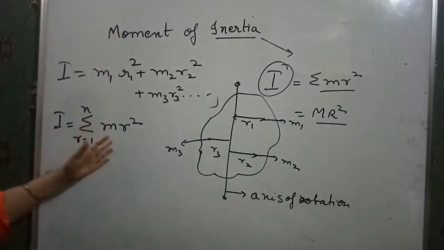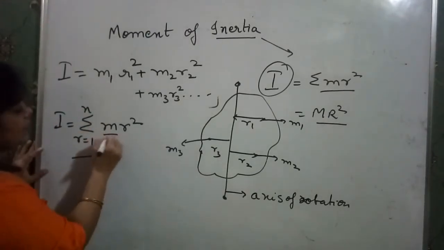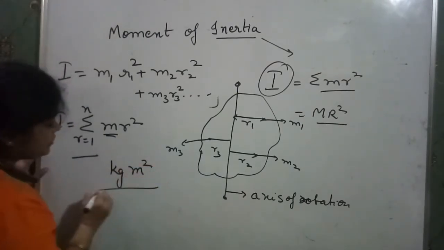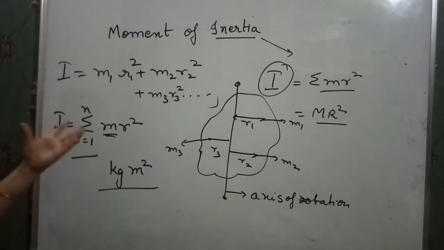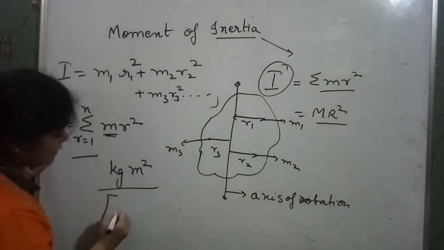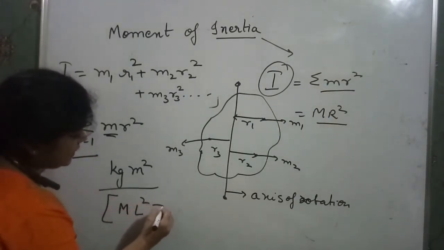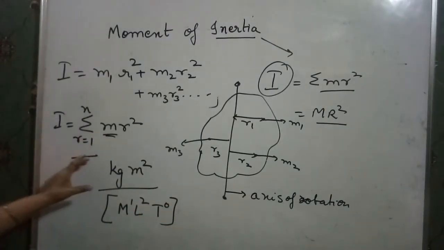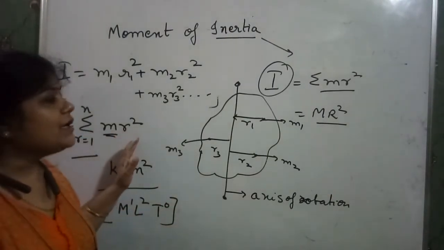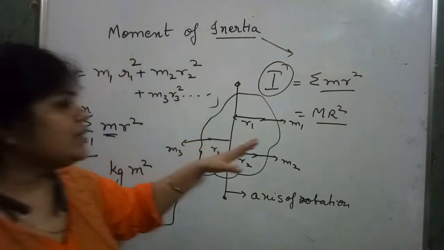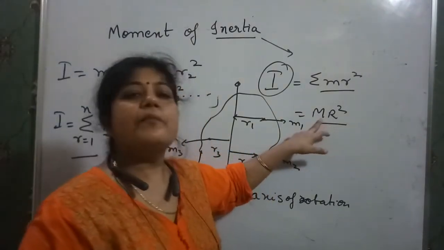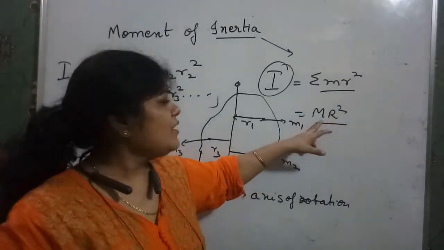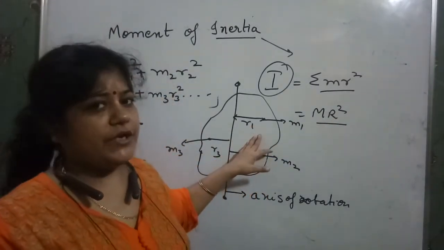The unit for mass is kilogram and the unit for distance is meter, so the unit of moment of inertia is kilogram meter square. You can also find the dimensional formula, that is M L square T to the power 0. Clear? So this is the dimensional formula, this is the unit, and the definition of moment of inertia is the product of mass and the square of the distance from the axis of rotation.